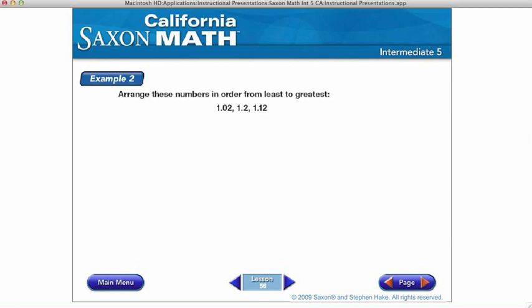Arrange these numbers in order from least to greatest. When you are comparing decimals, I want you to write them vertically, and the reason is so that you can line up those decimals. Here we have 1.02, we have 1.2, and we have 1.12. I'm going to put a 0 here.